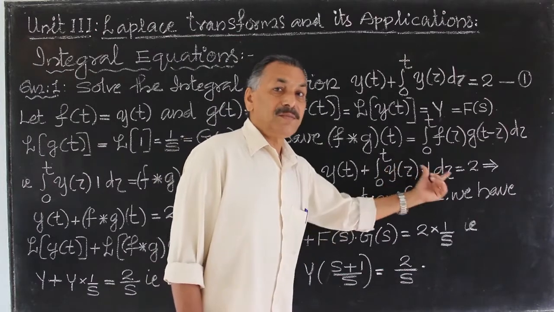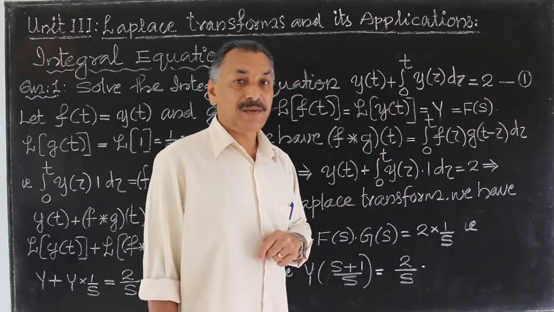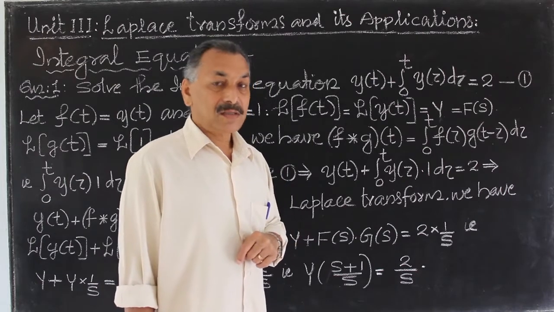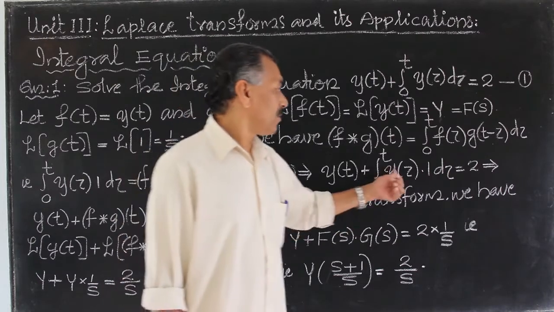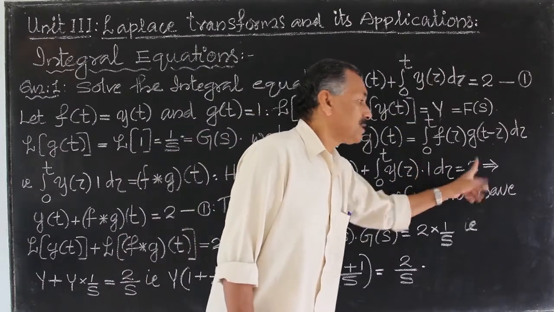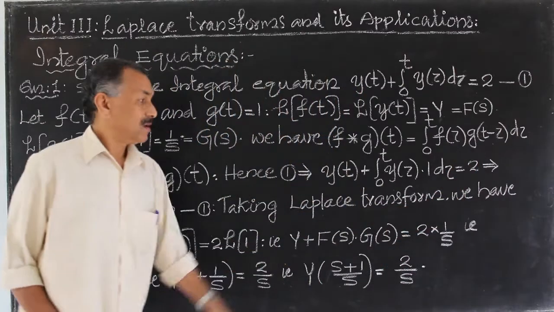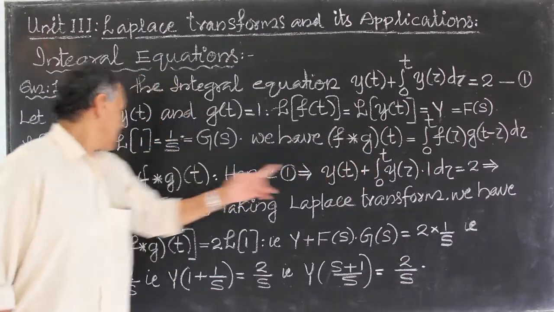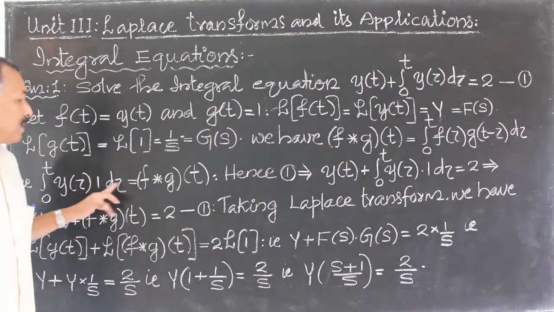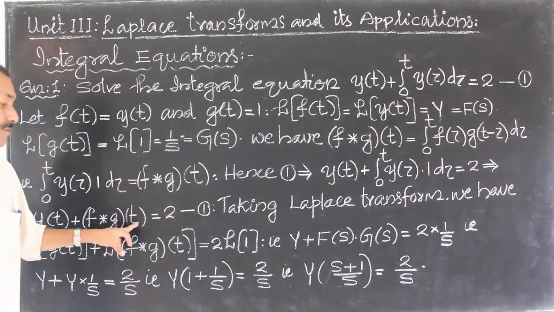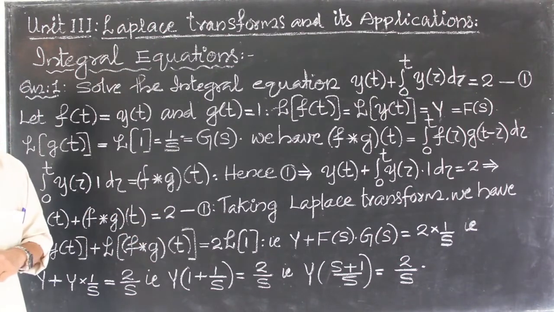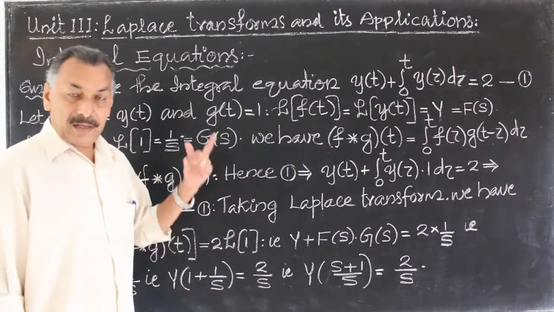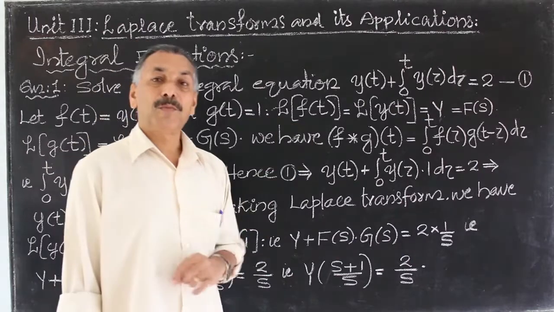But we need f of t and g of t to come in the form f * g, that is y of tau into 1 d tau is equal to 2, which gives y of t plus integral 0 to t y of tau 1 d tau is equal to f * g of t is equal to 2.